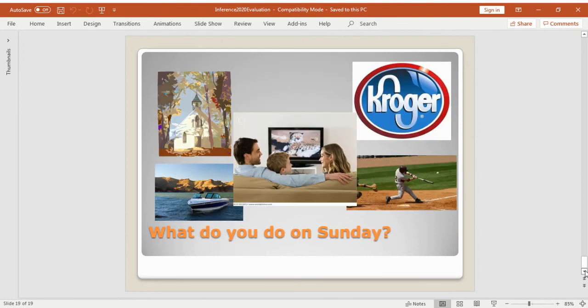Let's look at this picture. This is your exit ticket. What do you do on Sunday? Look at these things that you see. You are to use these pictures to draw your conclusion. Looking forward to seeing all the answers.